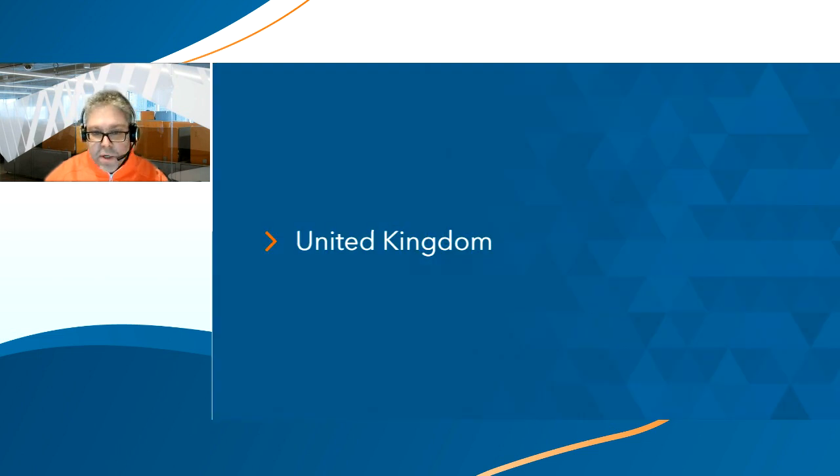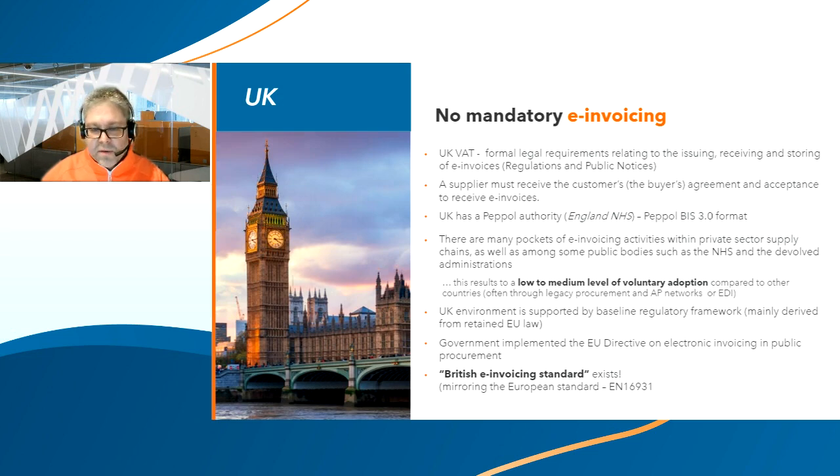Finally, let's review the situation in the United Kingdom. Unlike many European countries, the UK does not have any mandatory e-invoicing system. Instead, there are formal legal requirements governing the issuance, receipt, and storage of electronic invoices under UK VAT regulations. However, there is voluntary adoption and existing practice. Many public bodies, such as the NHS, the National Health Service, have developed administrations and have also implemented e-invoicing as part of their supply chains already.